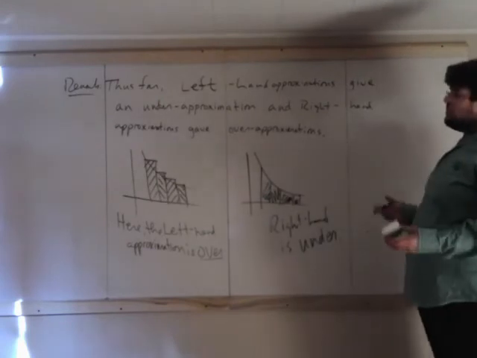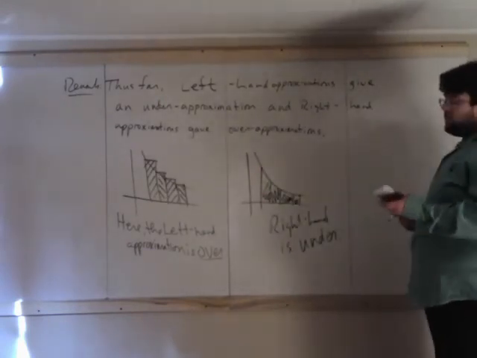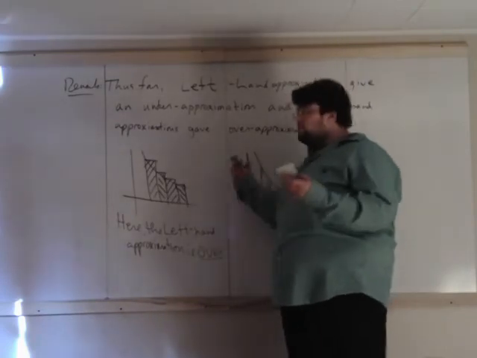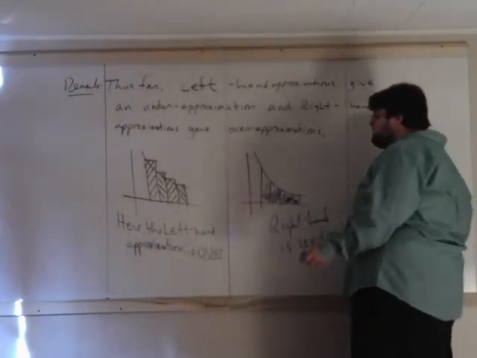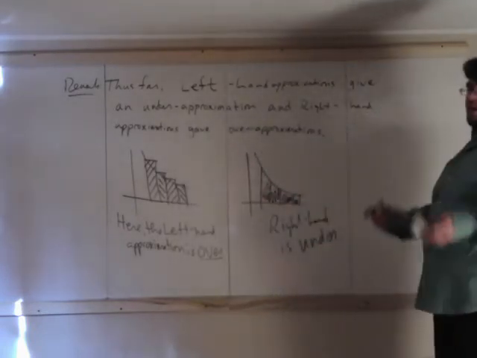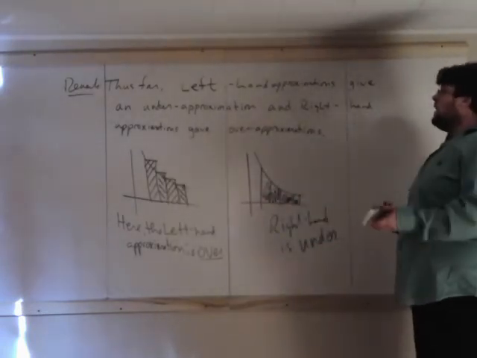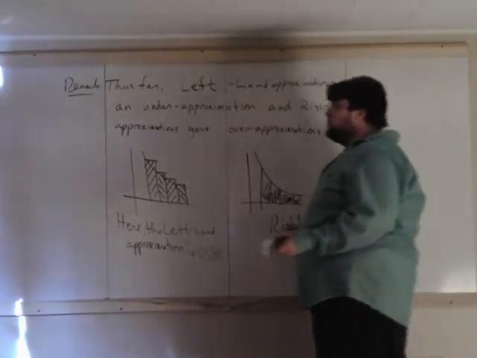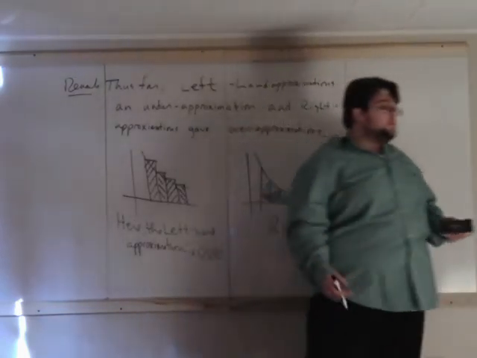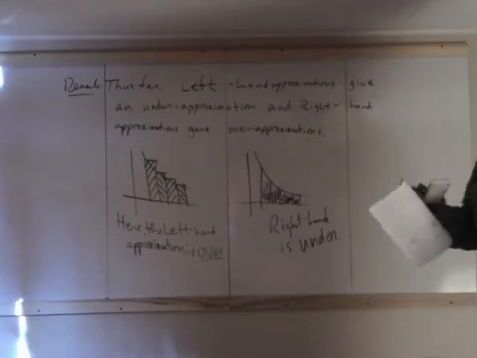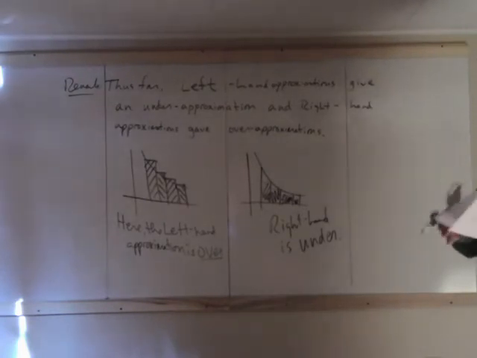So in those examples before, the left hand gave an under approximation and the right hand gave an over approximation. In these examples here, the left hand approximation is an over approximation and the right hand is under. So it depends on the function which approximation gives over or which one gives an under approximation. But to actually find the exact area under the curve, we're going to have to formalize these definitions a little more.